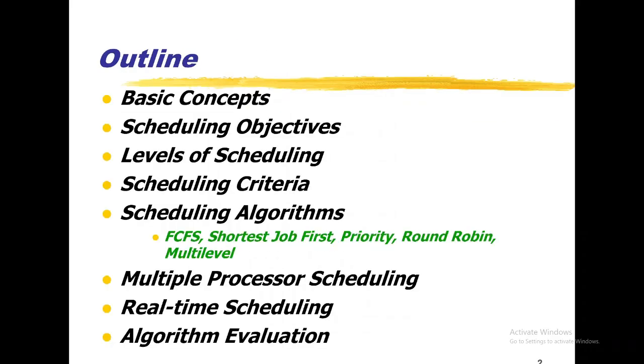We'll be looking at basic concepts, scheduling objectives, levels of scheduling, scheduling criteria, and scheduling algorithms. We'll look at different types of scheduling algorithms like first come, first serve, shortest job first, and others. We look at multiprocessor scheduling, real-time scheduling, and algorithm evaluation.